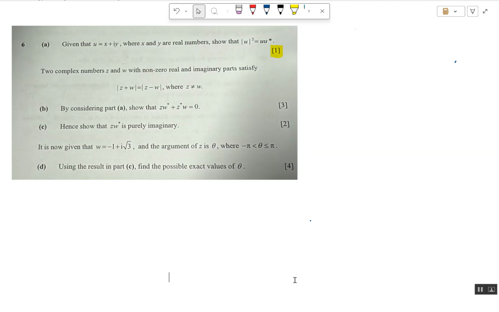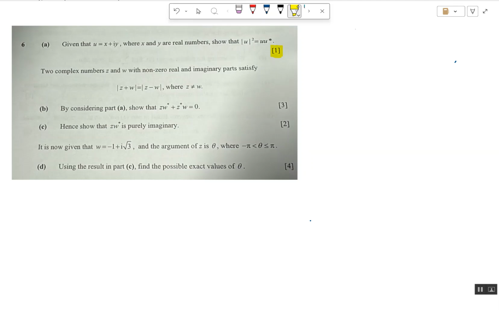Today we are going to discuss this question on complex numbers, an H2 level question. If you would like to try and solve it yourself, pause the video right now, and then you can go all the way to the end of the video to see whether you are on the right track. If not, I'm going to guide you on how to do this.